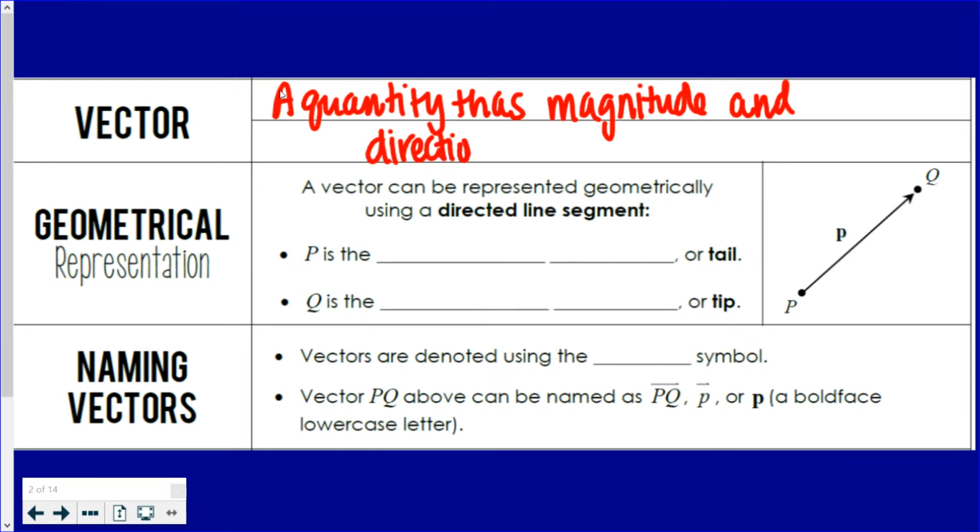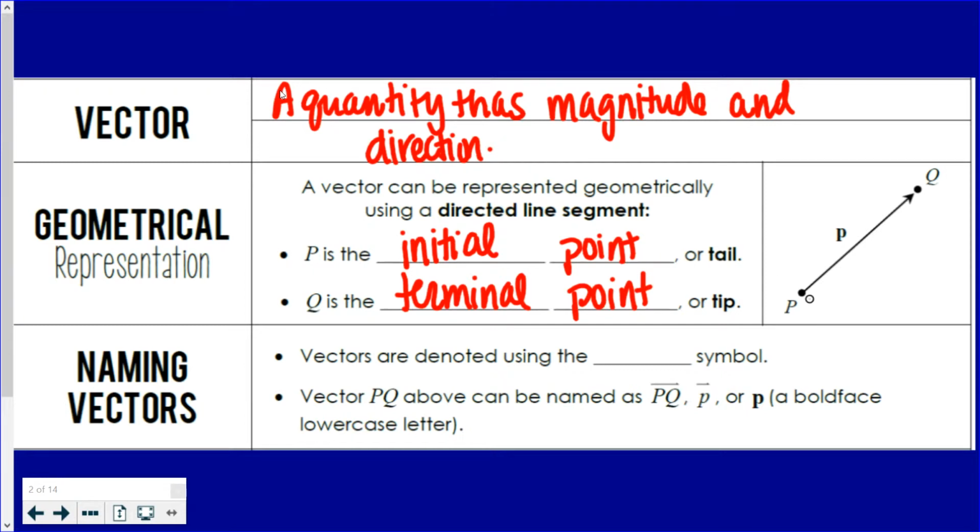Looking at this diagram here, the geometrical representation is right here. It's kind of like a directed line segment or ray that you saw in geometry, which is what a lot of people said it looked like to them. P, this part of it, has an arrow, meaning it's going in this direction. P is the initial point. And we call Q, the place where our ray stops, the terminal point. Sometimes you'll hear this called the tail end, and this the tip of your vector.